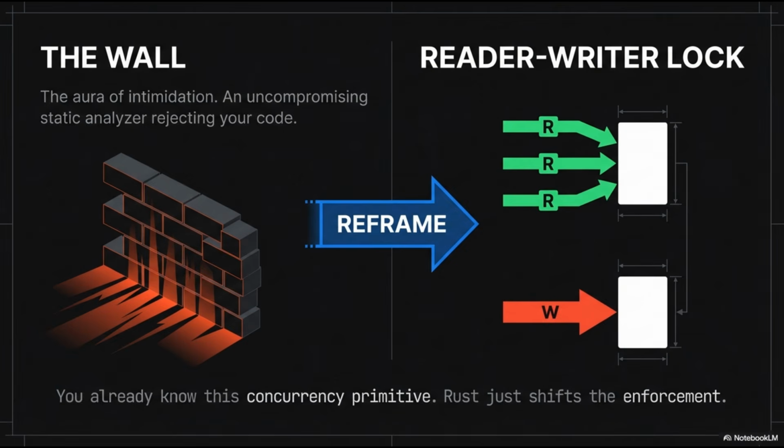Because if you've built concurrent back-end systems, you already know that concept inside and out. You literally already know this, you just don't know that you know it yet. I love that. That mental shift is everything. It takes a concurrency primitive that back-end engineers use to manage threading at runtime, and it just shifts the entire enforcement of it to the exact moment you compile your code.